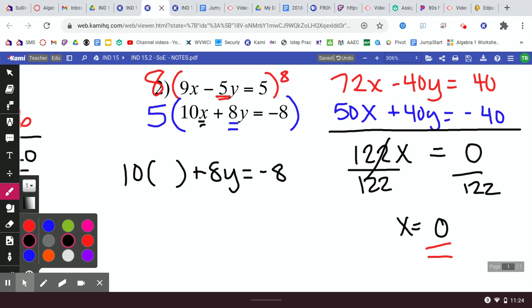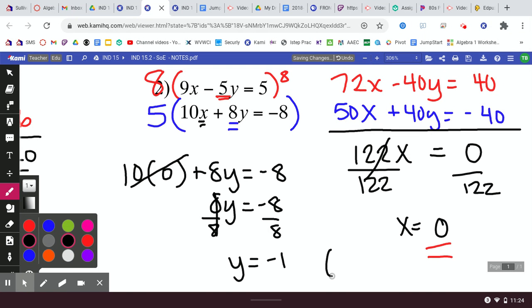And in place of the x now, I'm going to put a 0 because I now know that piece of the puzzle. Well, 10 times 0 just zeroes out to 0, so I'm not even going to worry about rewriting that. And so I have 8y equals negative 8. And then I divide by 8 and divide by 8 to get y by itself. And I end up with y equals negative 1. And so my answer is the ordered pair (0, negative 1).